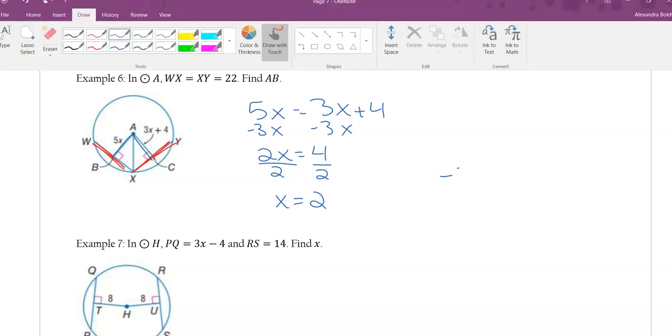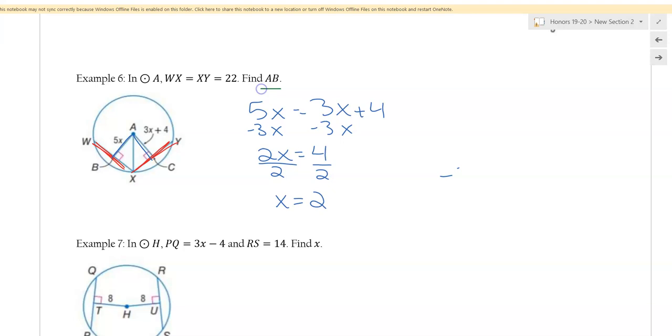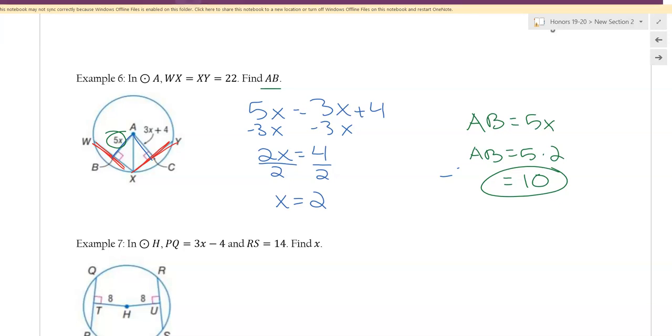Same thing as we did before though, I want to know what AB is, not x. AB is 5x. So that's 5 times 2, which is 10. Alright, so make sure at the end, if it's asking for that whole thing, you're plugging it in.